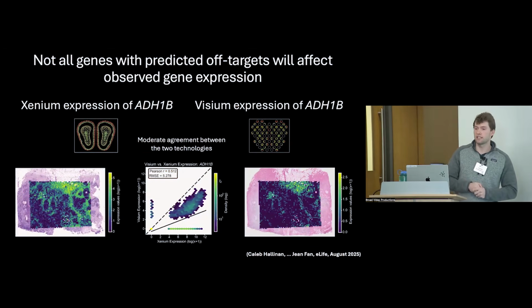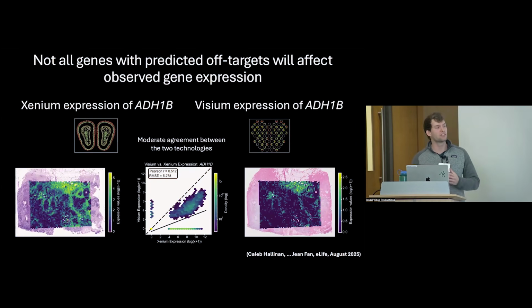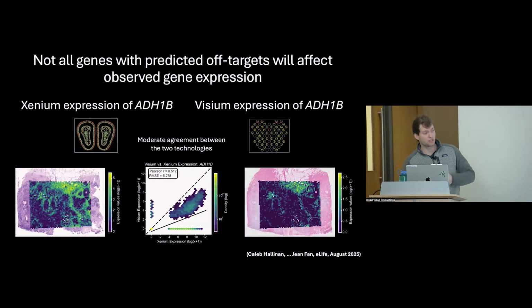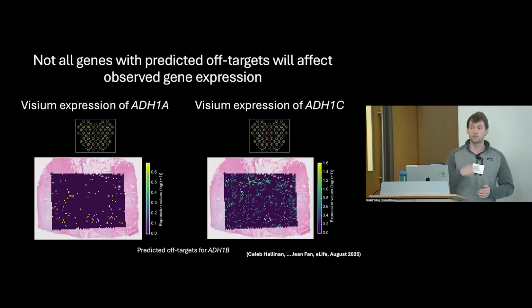So this gene, ADH1B, had predicted off targets, but they didn't really affect the gene expression of ADH1B in the Xenium technology. So here's the expression in the Xenium. Here's the expression of ADH1B in the Visium. You can see they're pretty similar. There's some differences, but they have a pretty moderate agreement between the two technologies. But I mentioned that this gene does have an off-target. It has two off-targets, ADH1A and ADH1C. But you can see that these predicted off-targets are not really expressed. They're pretty sparse, and they're not super highly expressed.